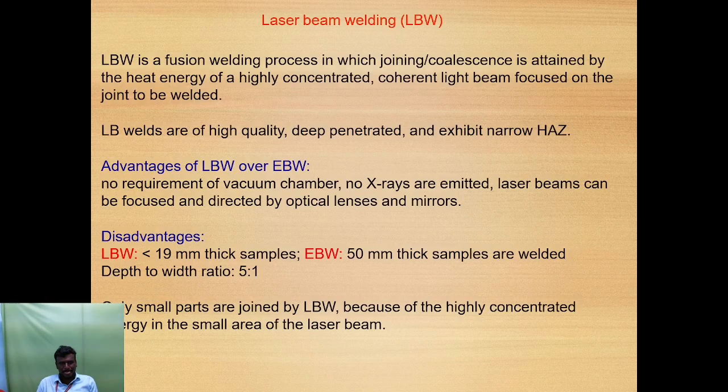Laser beam welding is a fusion welding process in which two metals are joined by the heat generated from a highly concentrated and coherent light beam focused on the joint to be welded. Laser beam welds are high quality, deeply penetrated, with a narrow HAZ. The advantages of laser beam welding over electron beam welding are that there is no requirement of a vacuum chamber, no X-rays are emitted, and laser beams can be focused and directed by optical lenses and mirrors.